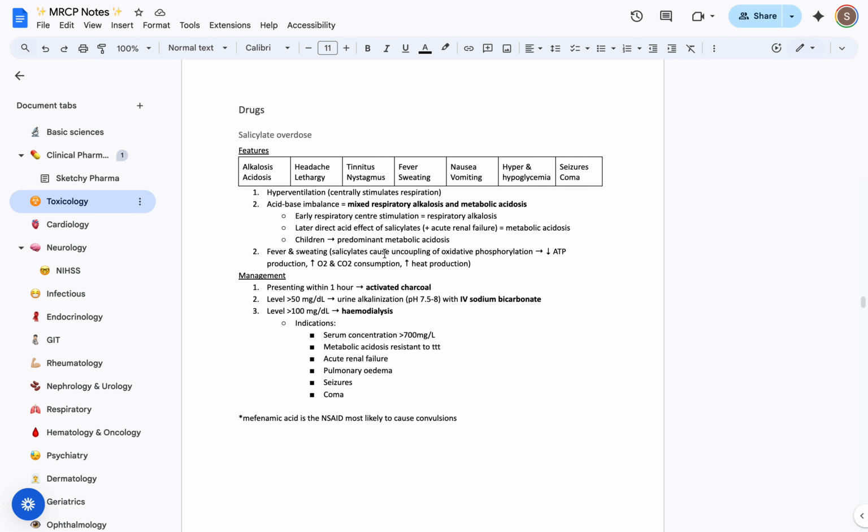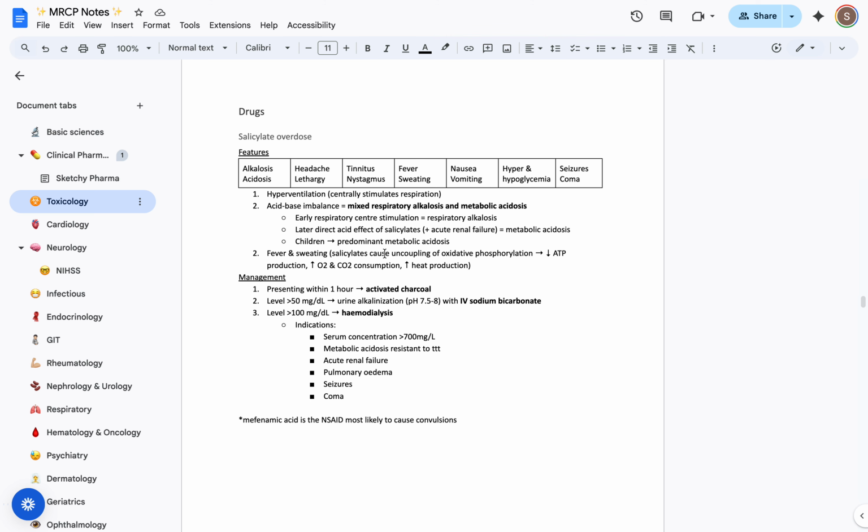Now, let's look at the rest of the drugs. So for salicylate overdose, it will lead to both alkalosis and acidosis. It's going to be a mixed respiratory alkalosis and metabolic acidosis. Why? Because the patient will have hyperventilation, as salicylate centrally stimulates respiration, leading to respiratory alkalosis. That's early. And then late, due to the direct effect of the salicylates, it will lead to metabolic acidosis. And then it will be a mixed picture.